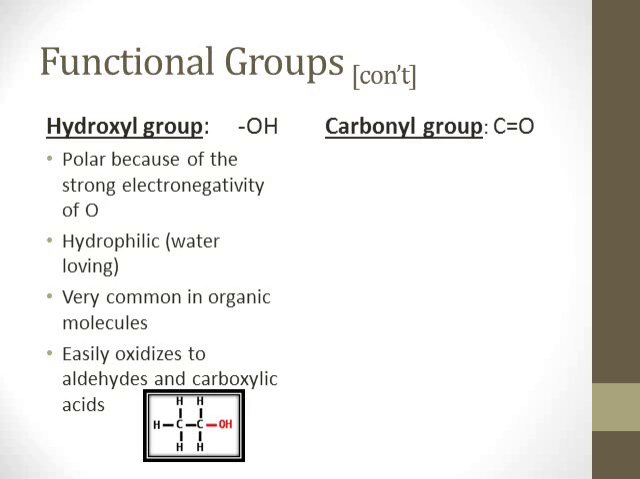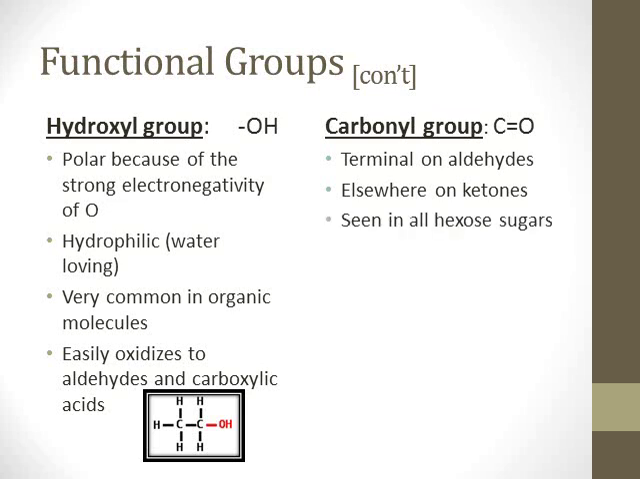Next, we have the carbonyl group, and we can see it's a C double bonded to an oxygen. We're going to find that it takes a terminal or end location on aldehydes, and we'll see that when we do our carbohydrates as well. We're going to find it in various locations, not on the end, but somewhere in the middle of the carbon chain, in something called ketones, and we'll be looking at those in a little bit.